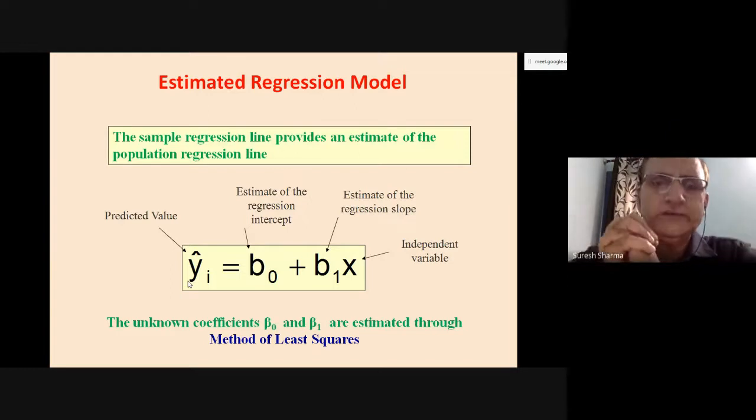Any question, any other question in simple linear regression? Yes, please.